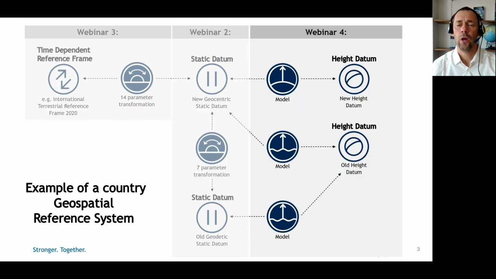For those of you who are already familiar with the previous parts of the webinar, this graphic must be already familiar. Today, we cover the fourth and last part of the seminar series concerning Geospatial Reference System, the height systems. The vertical datum is a part of Geospatial Reference Frame, like the time-dependent reference frame or static datum on the left. But the height component deserves special attention as there are some particularities that need to be considered.